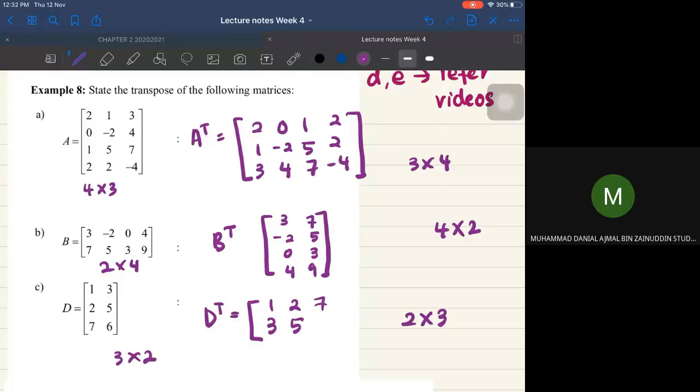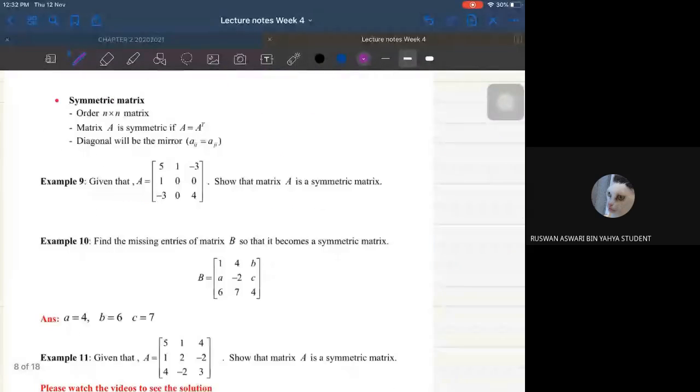Semua dapat jawapan ni? Dapat puan? Alright. Okay.